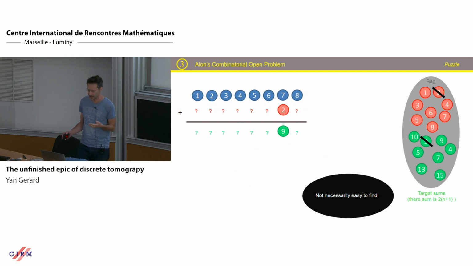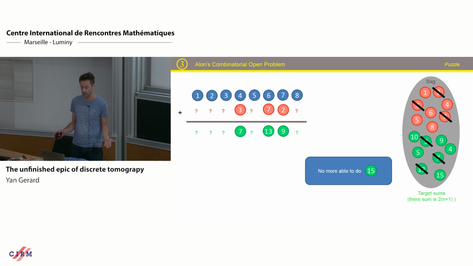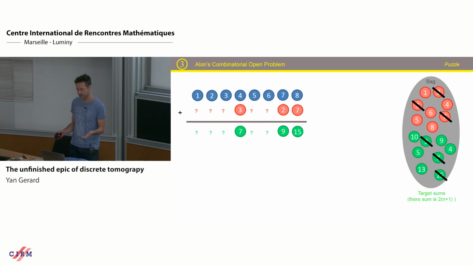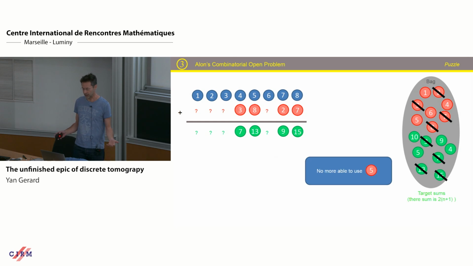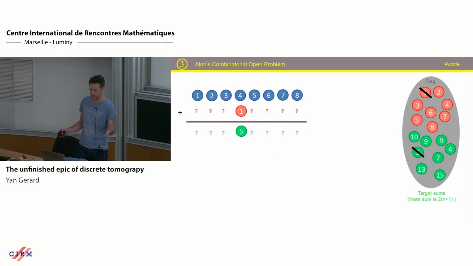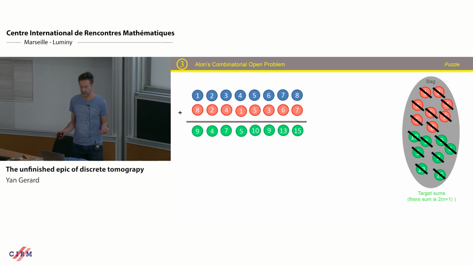Of course, it's not always as simple as I've shown to obtain this solution. For instance, I can try like this. I put the 2 with the 7, I get the 9. I put the 3 with the 4, I get the 7, and I continue. Oh, I'm not able to have 15. Then I go back, I do it like this. Oh, I'm no more able to use the 5. I'm stuck. Then I do it again, and then I get a new solution.